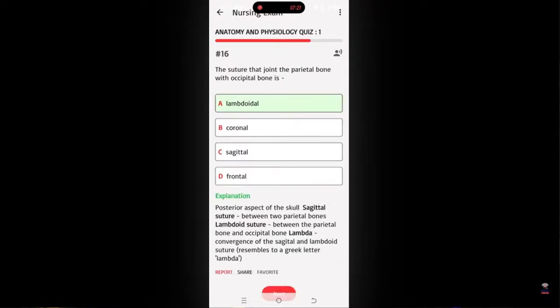Correct answer. Posterior aspect of the skull: sagittal suture, between two parietal bones; lambdoid suture, between the parietal bone and occipital bone; lambda, convergence of the sagittal and lambdoid sutures, resembles the Greek letter lambda.